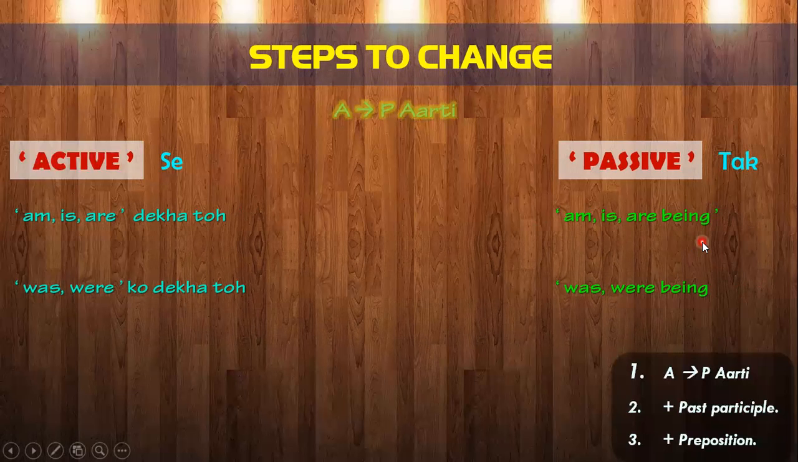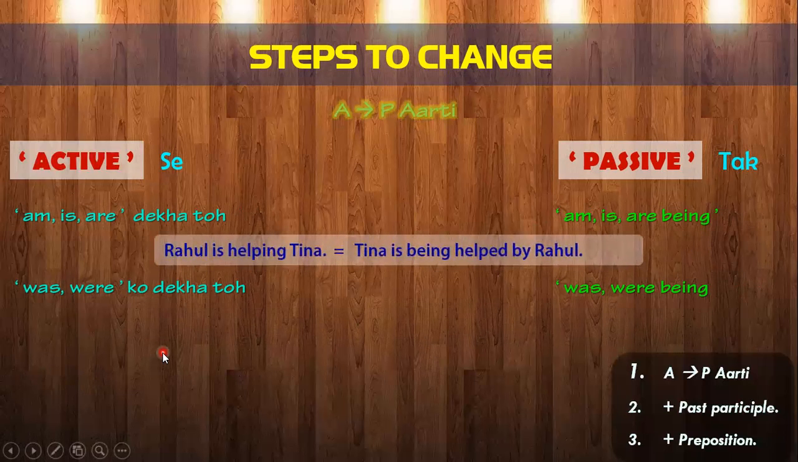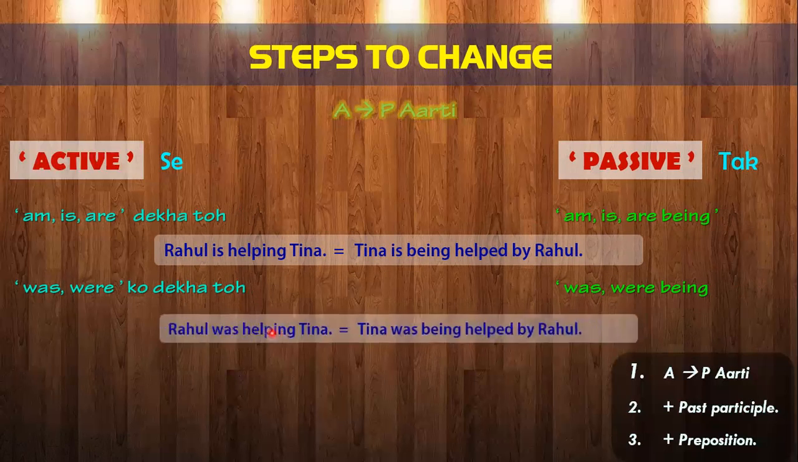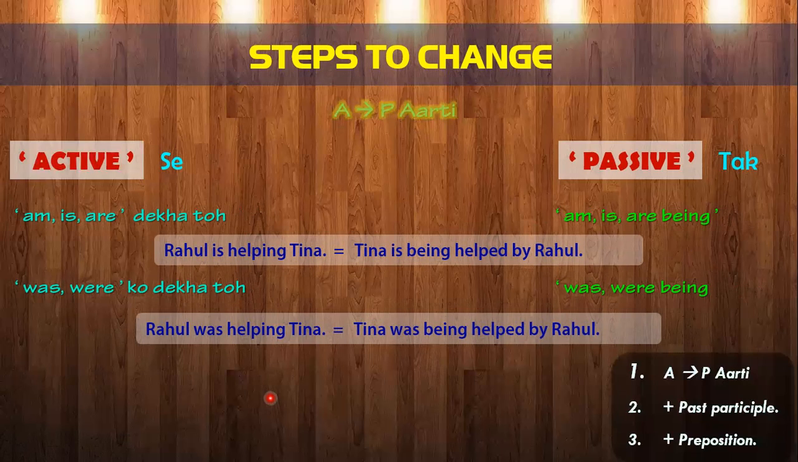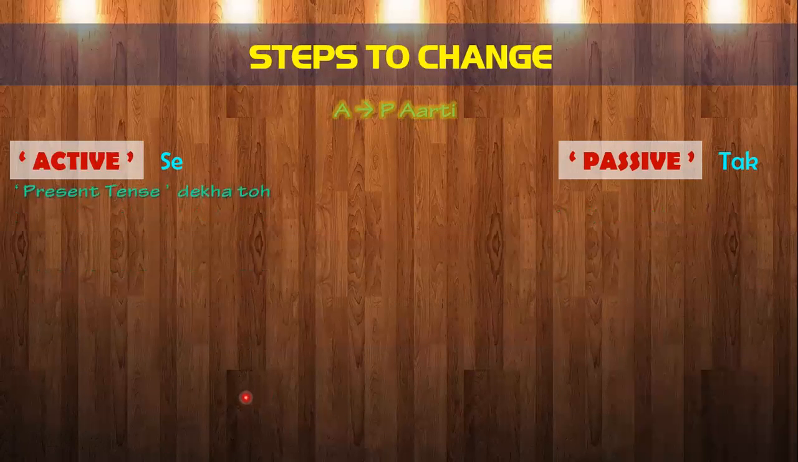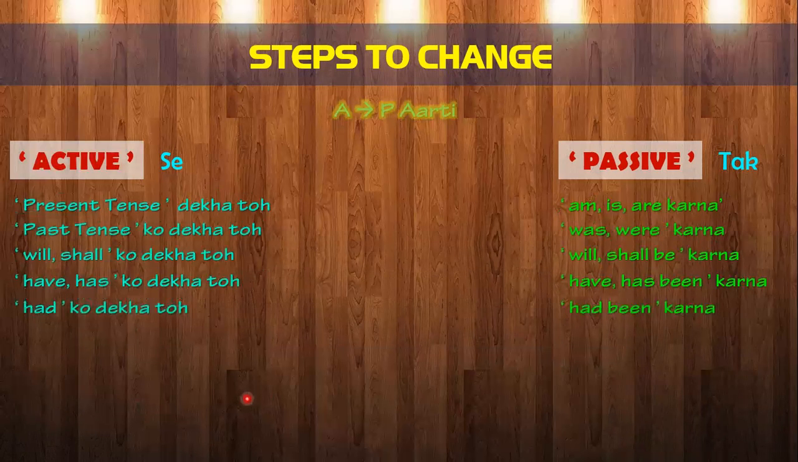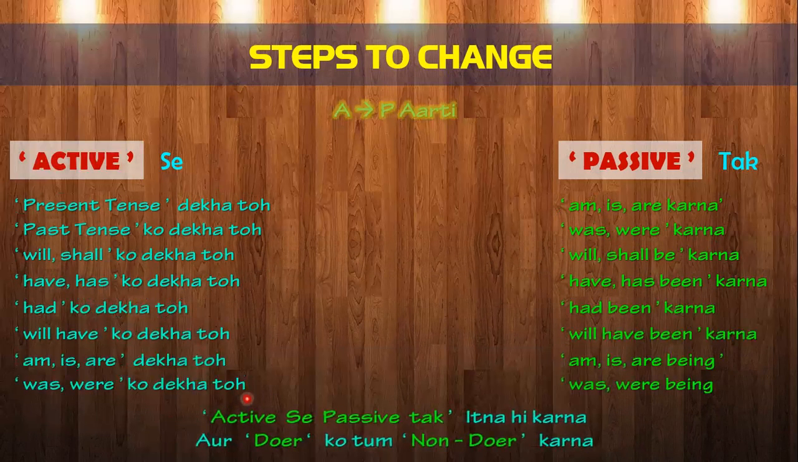So the continuous tense, because it is a continuous tense, we are going to use be plus ing. Hence the answer becomes Rahul is helping Tina, changes to is being helped. Is changes to is being, and was changes to was being. So in that manner, we have dealt with the simple tense, the future tense, perfect tense, and the continuous tense. So all four tenses are done. So final result, we have the entire song here.